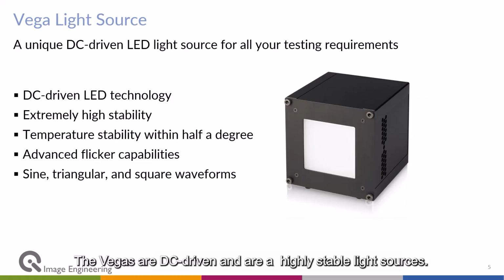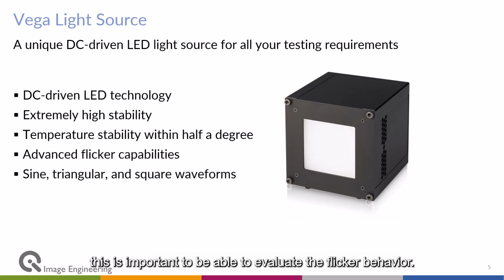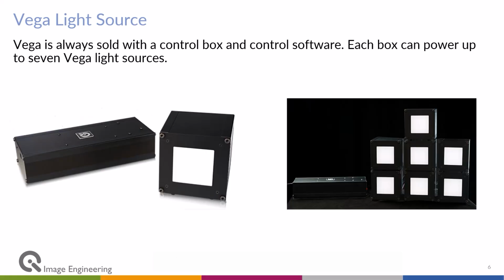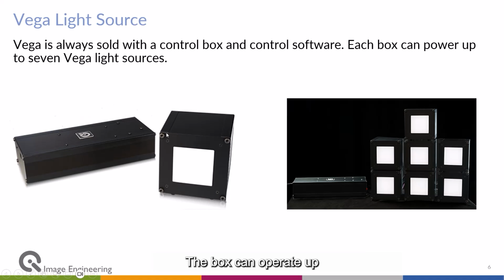The Vegas are DC-driven and highly stable light sources. We can see 1 Vega here. It is also temperature stable within half a degree. Among other things, the waveform and frequency can be set for light modulation. This is important to be able to evaluate the flicker behavior. The Vega is sold with a control box, which you can see here, and the software. The box can operate up to 7 Vegas simultaneously.